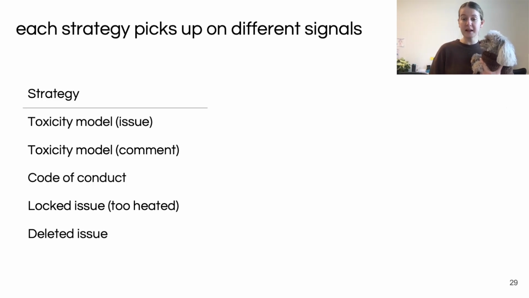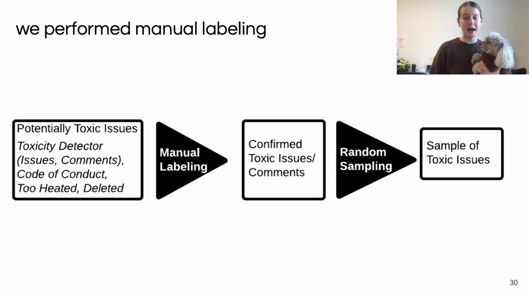However, despite the fact that we carefully designed our detection strategy, as you might imagine, for example, not all deleted issues are toxic. So what we did was, once we had our potentially toxic issues that we automatically identified, we manually labeled a random sample of them that we identified again with our 5 strategies to create a sample of confirmed toxic issues. To assure the reliability of our labels, we had multiple authors independently label the issues.